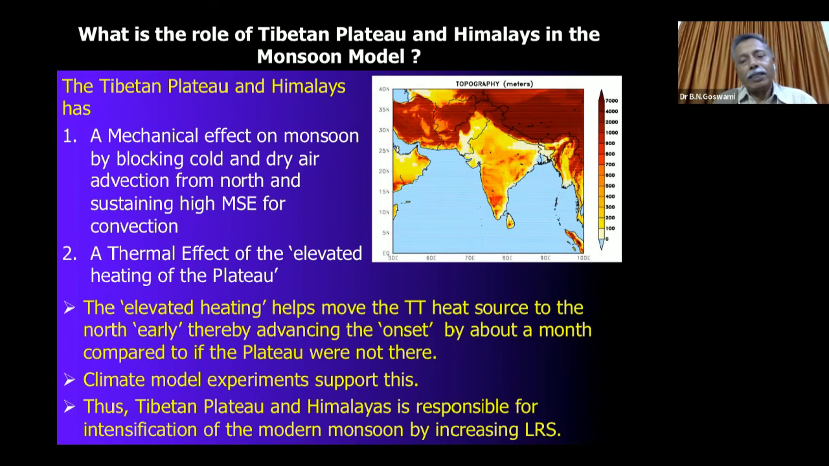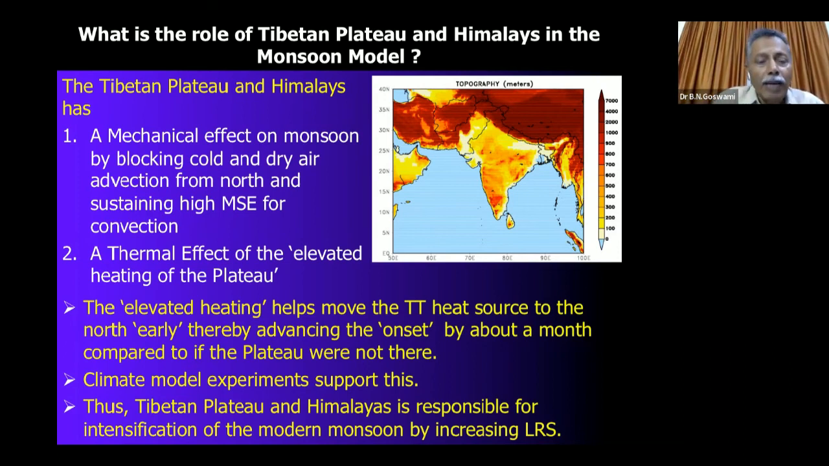The thermal effect is important in terms of creating the onset, early onset. So that way it still has an important effect on monsoon. The mechanical effect is very, very important, because without that the monsoon will not produce enough convection in this region because of the cold air.